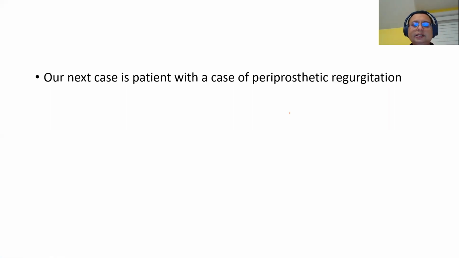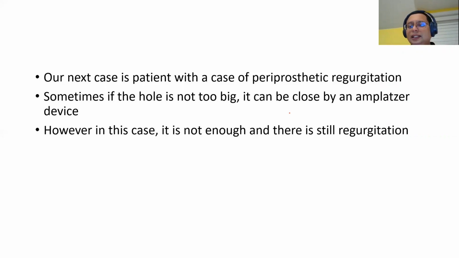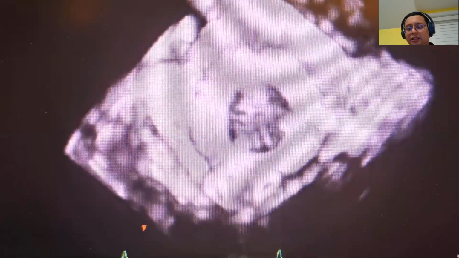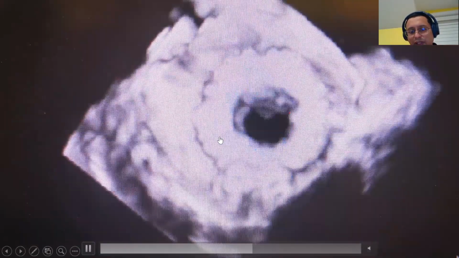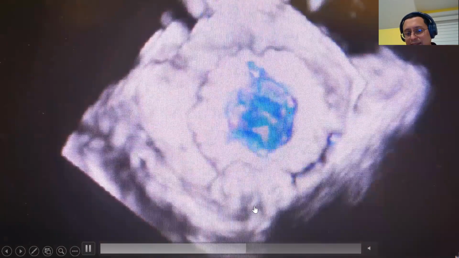Our next case is a patient with periprosthetic regurgitation. Sometimes if the hole is not too big, you can try to close it with an Amplatzer device if you have regurgitation. In this case, it is not big enough to close the hole. So look at this patient. This is the bioprosthetic valve. The regurgitation is at least somewhere here, and you can see two Amplatzer devices here.